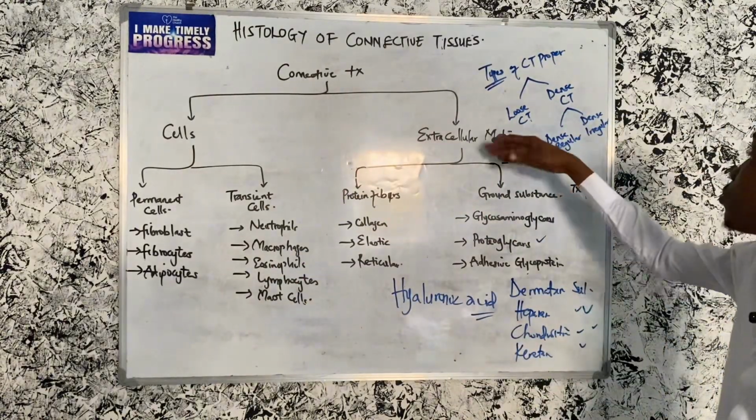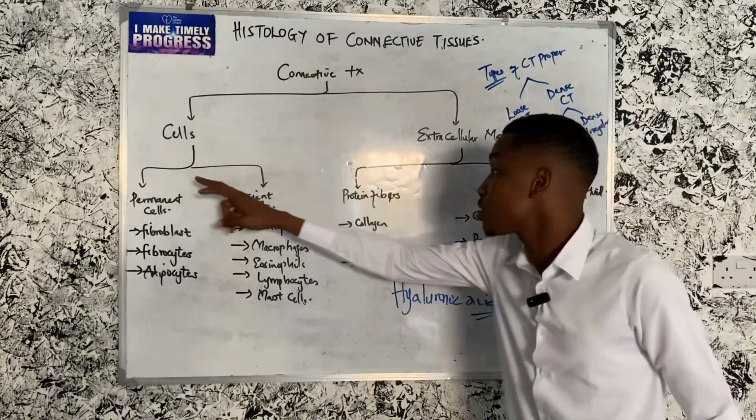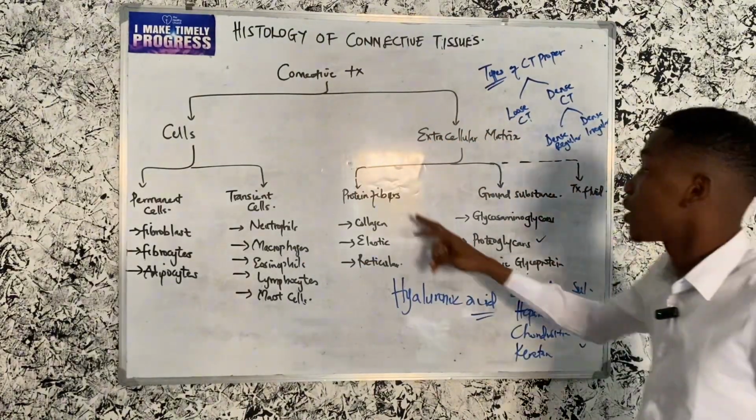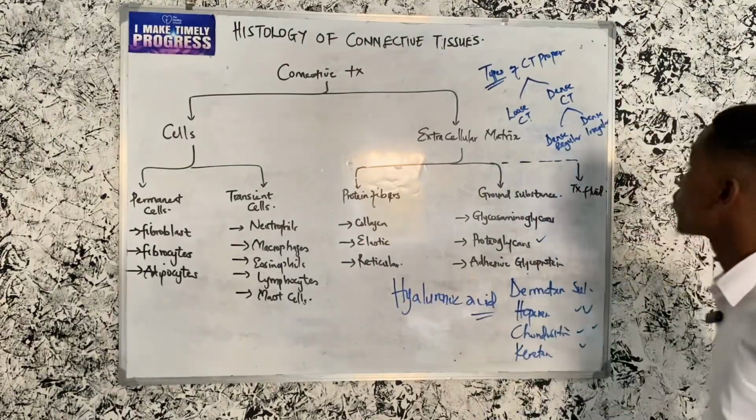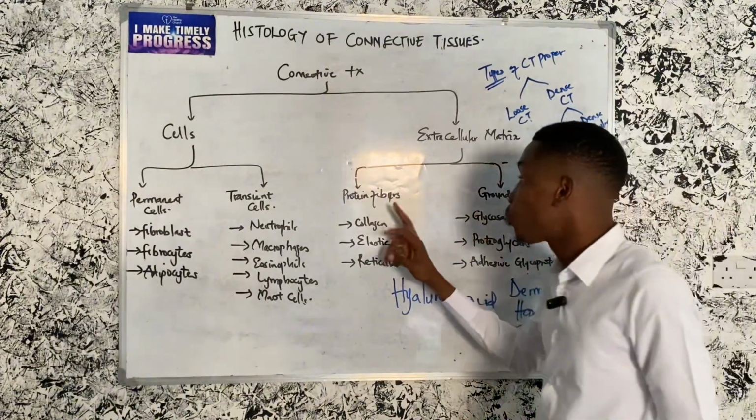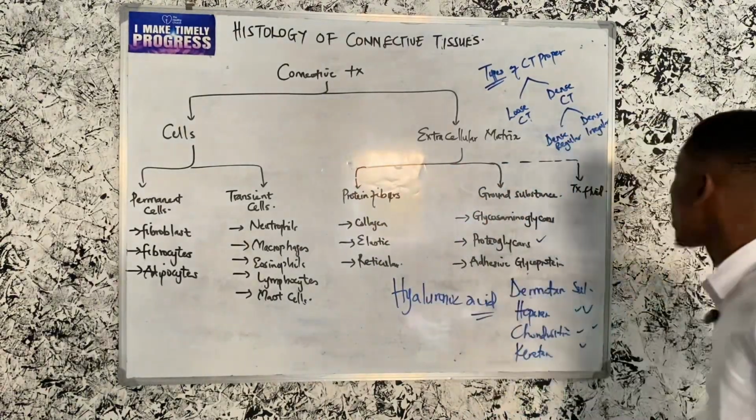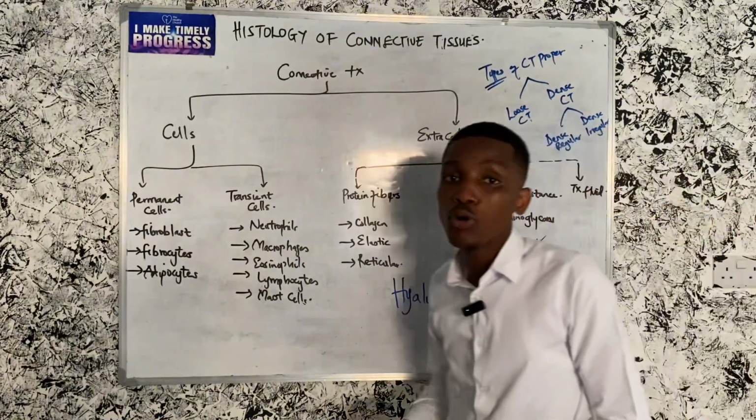I mentioned that we have loose and dense. Loose has abundant cells, abundant ground substance, little protein fibers. Dense has more protein fibers but less of the other two. So that is just that for connective tissue.